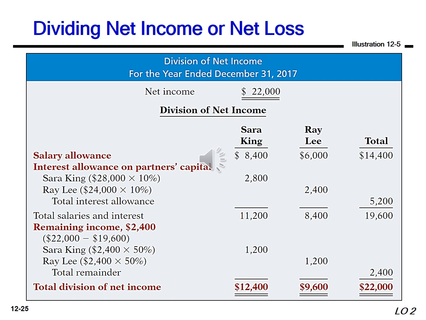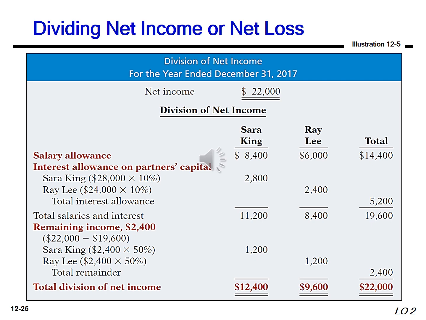And here we can see the division of net income. So we create a table for the year ended December 31st, 2017, and the net income generated for that year is $22,000. Starting with the salary allowance, as we were instructed in the question, Sarah King is going to take $8,400 and Ray Lee is going to take $6,000. So that's a total of $14,400.